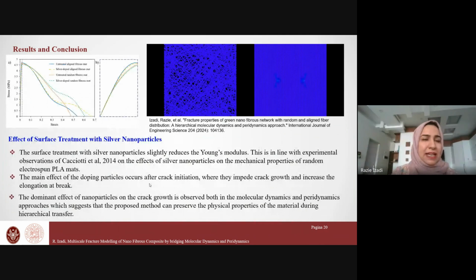Also, we can see the effect of surface treatments. We see that it slightly reduces the Young's modulus. It's in line with experimental observation, again. And its main effect happens after the crack initiation, when they decrease crack growth and increase the elongation at break. The interesting point here is that this dominant effect of nanoparticles on the crack growth is observed both in MD and PD. So it may suggest that this method can preserve the physical properties of the material during this hierarchical transfer.